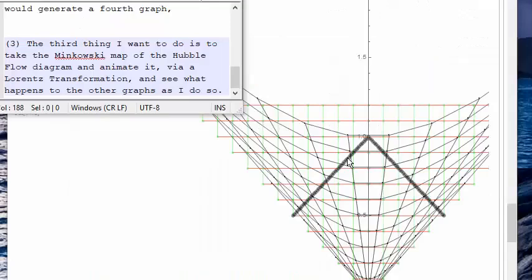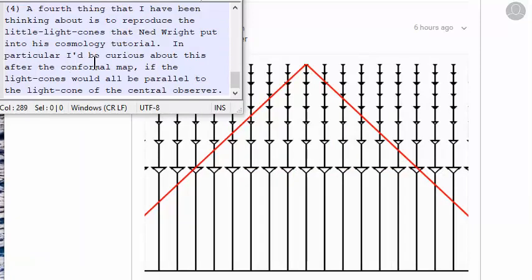The third thing I want to do is to take the Minkowski map of the Hubble flow diagram and animate it via Lorentz transformation and see what happens to the other graphs as I do so. A fourth thing that I've been thinking about is to reproduce the little light cones that Ned Wright put into his cosmology tutorial. In particular, I'd be curious about, after the conformal mapping, if the light cones would be all parallel to the central light cone of the central observer.